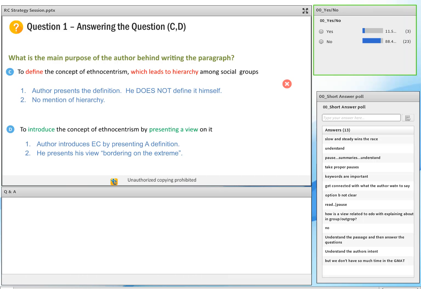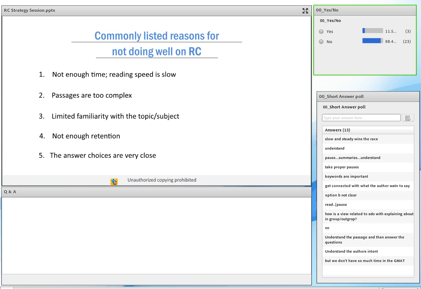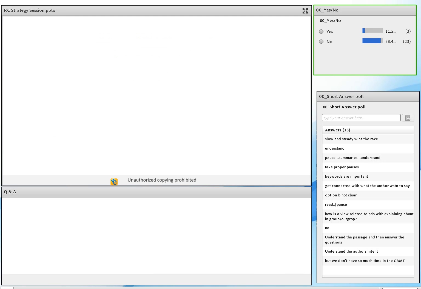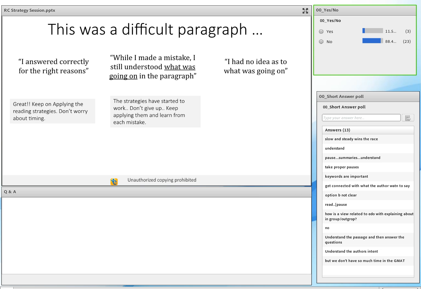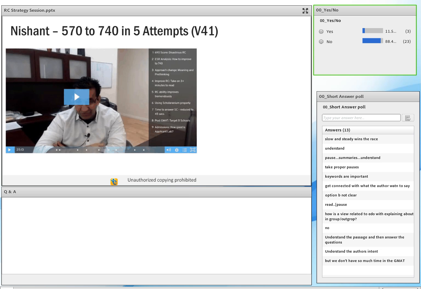Okay, so I have a question here, but we don't have so much time in the GMAT. I will tell you something, and again, keep timing aside. I am going to address that bit. So let me talk about Nishant here. Okay, let's go on. Nishant, some of you are holding reservations based on the timing aspect of it.